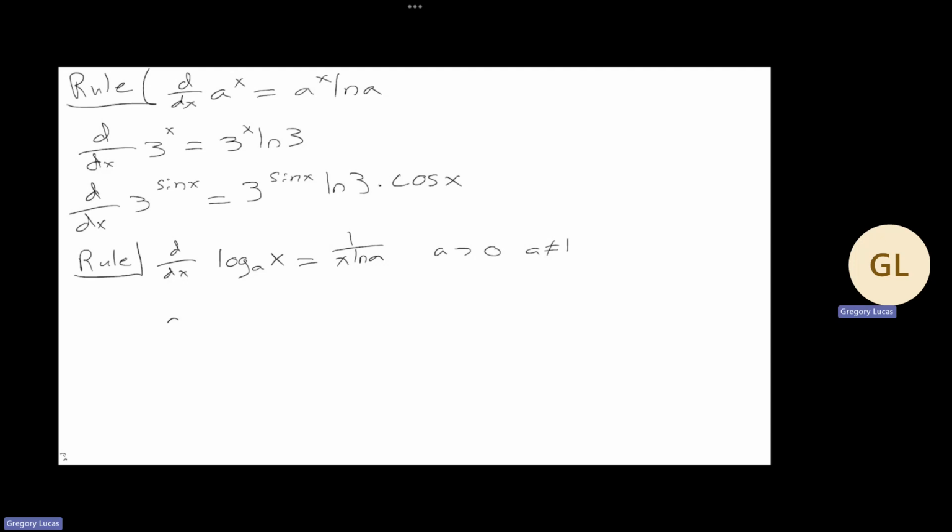So if we want to take the derivative of, let's say, just log base 2 of 3x, this would be equal to 1 over x, in this case x is 3x, times ln a, so ln of 2, accounting for the chain rule times 3, so we have 1 over x ln 2.